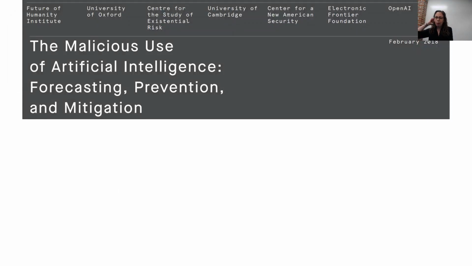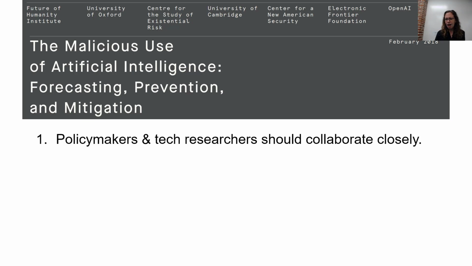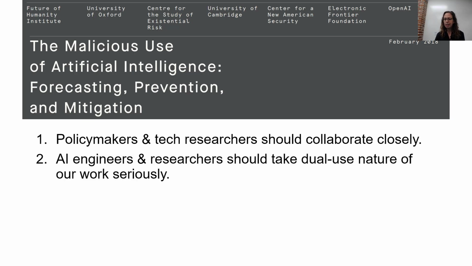So this is a report that came out last year on the malicious use of AI: forecasting, prevention, and mitigation. Miles Brundage was the lead author on this. He was at the University of Oxford at the time, but is now at OpenAI working on policy. I think 26 people worked on this report from 14 different institutions. And they put out a few recommendations: that policymakers and tech researchers should collaborate closely.